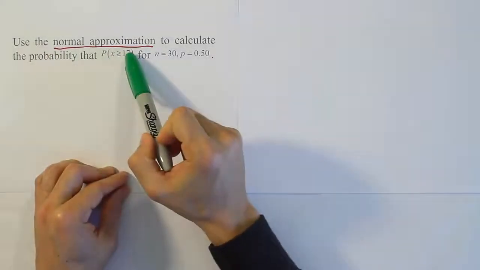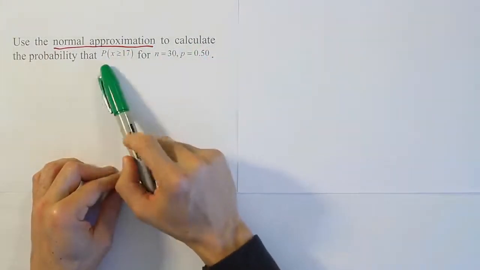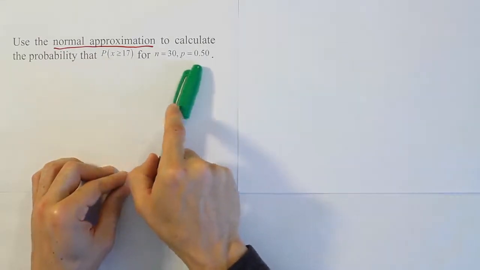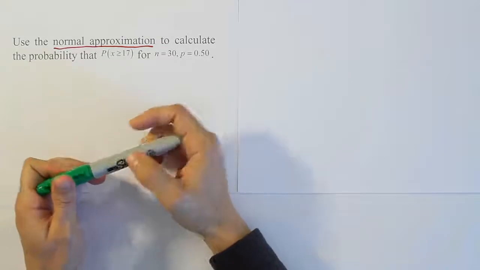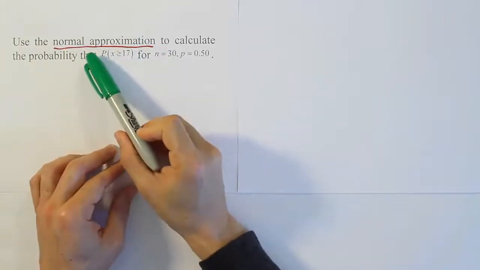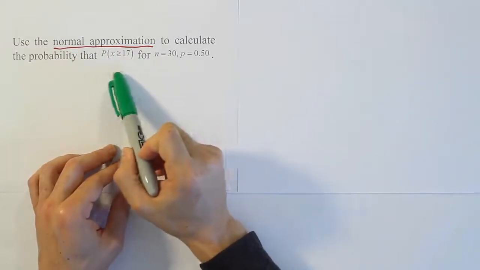Use the normal approximation to calculate the probability that x is greater than or equal to 17 for n equals 30 and p equals 0.5. So I underline normal approximation because that's a very important phrase. It means we're going to use the bell curve to approximate this binomial probability.